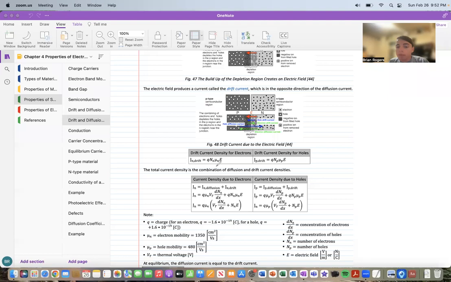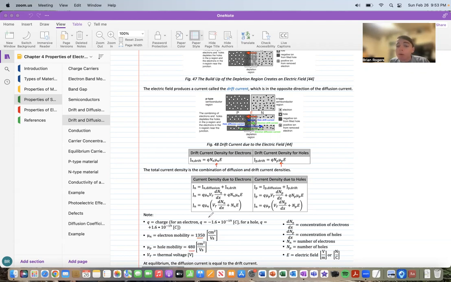And so mu sub n refers to the mobility of electrons, where mu sub p refers to the mobility of holes. A lot of times you're going to notice that the electron mobility is higher than the hole mobility. And we'll see why we like to use electrons preferably, more of the time, because they're faster. And so our devices can operate quicker if electrons are able to flow at a faster rate than holes.